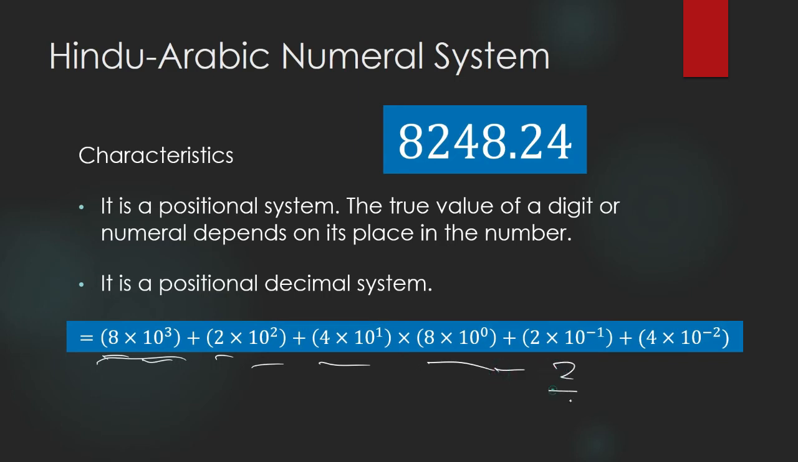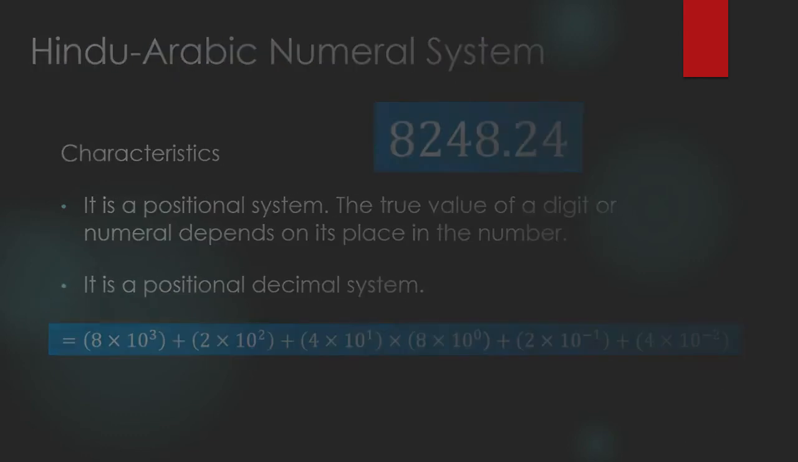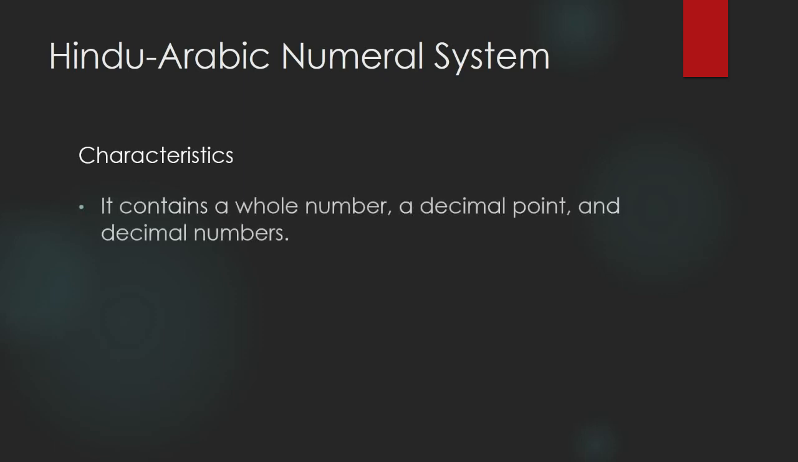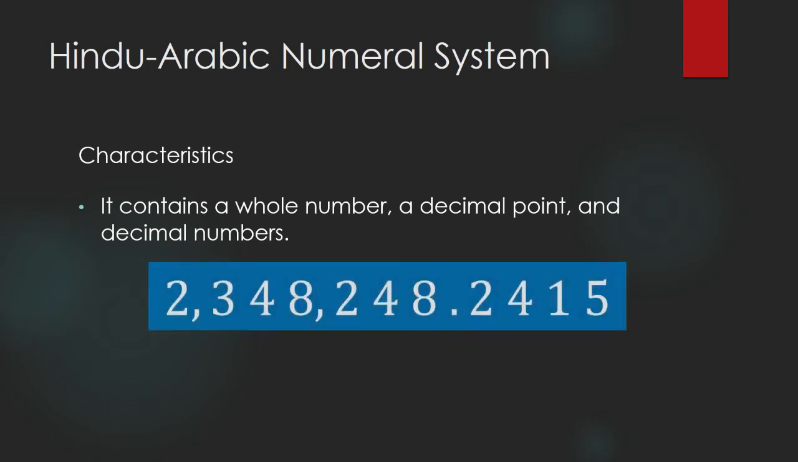Plus this one is 2 over 10, and 2 over 10 is 0.2. This one is 4 over 100, and 4 over 100 is 0.04. So if you add them all, that will be equal to 8,248.24. A number in the Hindu-Arabic numeral system contains a whole number, a decimal point, and decimal numbers.